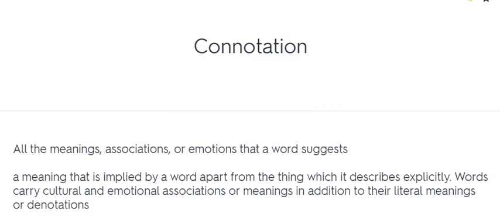Connotation. All the meanings, associations, or emotions that a word suggests, a meaning that is implied by a word apart from the thing which it describes explicitly. Words carry cultural and emotional associations or meanings in addition to their literal meanings or denotations.